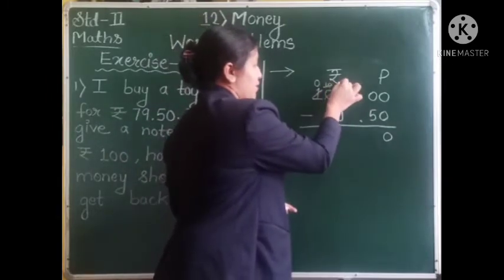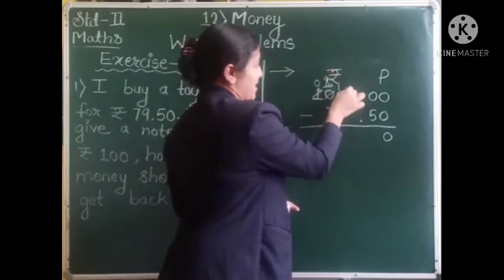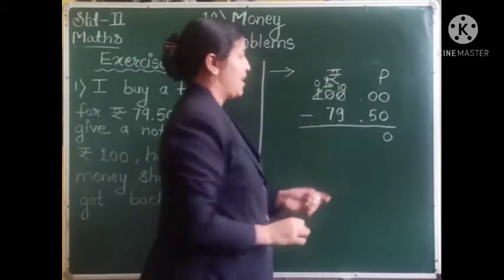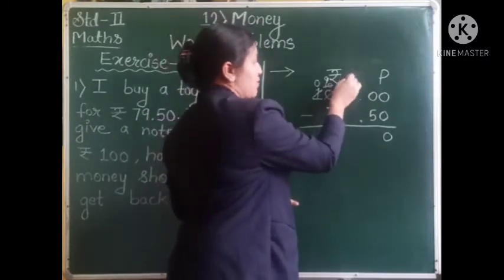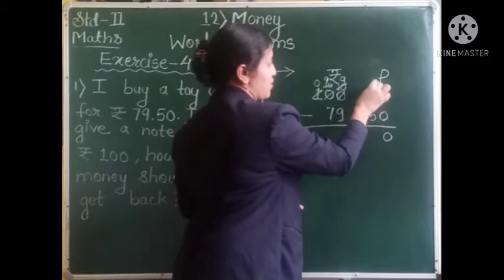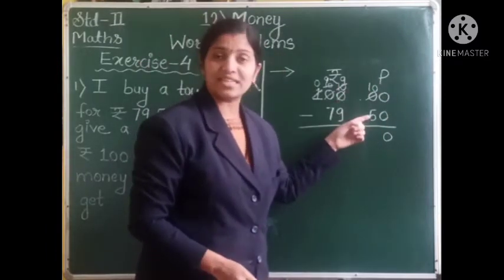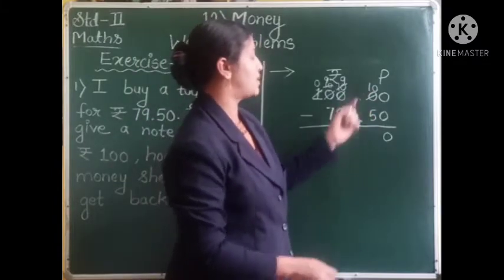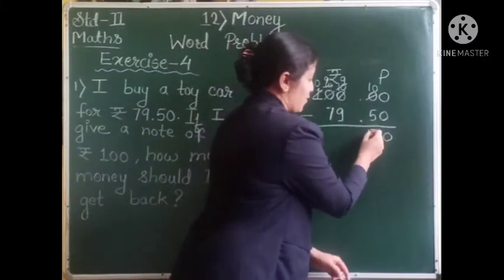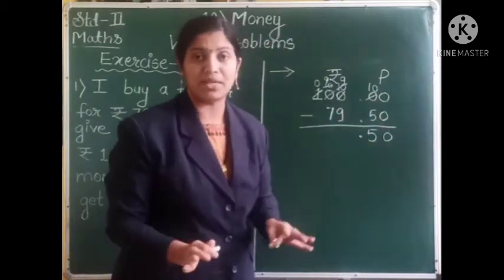From this 10 I will borrow 1. So here it will be 9, and this will become 10. And from this 10 I will borrow 1 here. So this 10 will become 9, and this will become 10 here. Now from this 10 I can easily subtract 5, right? Yes. So when I subtract 5 from 10, the answer is 5. So the subtraction of paise gets completed over here.